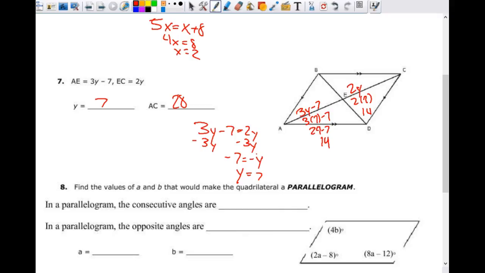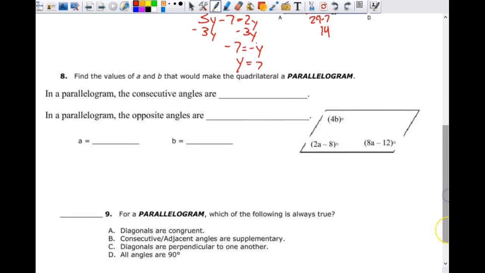Find the values of a and b that would make the quadrilateral a parallelogram. Consecutive angles in a parallelogram are supplementary. Opposite angles are congruent. Supplementary means they add up to be 180 degrees. So this small angle plus this large angle add up to be 180 degrees. There's your equation right there. This plus this equals 180.